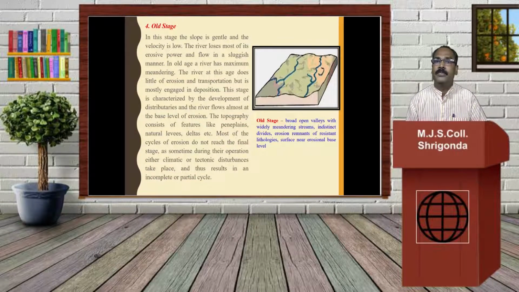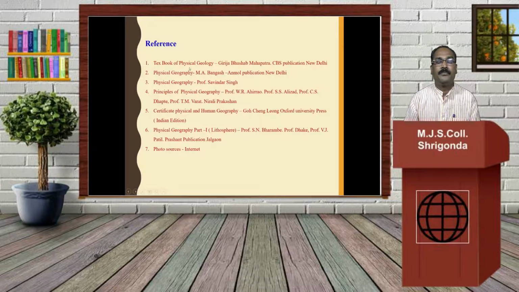Most cycles of erosion do not reach the final stage, as sometimes during the operation either climatic or tectonic disturbance takes place and thus results in interrupted or partial cycles. This is the reference, and some photographs are taken from the internet, source: www.google.com.